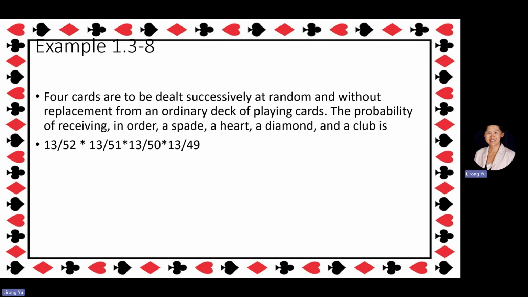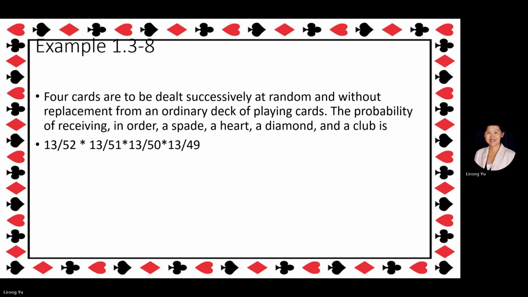How many diamonds do we have? Again 13, so 13 over 50. The last one, how many clubs? The total number is 13. And that's the first club we're drawing, but the total number of cards is already reduced to 49. And that will be the probability. So this is a joint probability calculation. You calculate each one of them, making sure you understand the new total. See, the total has been decreasing.